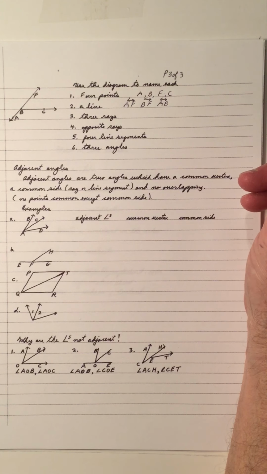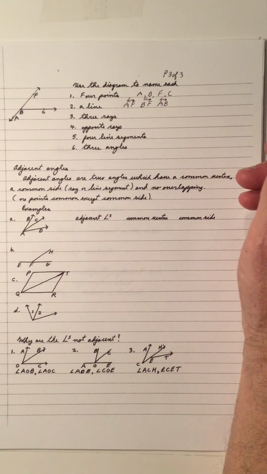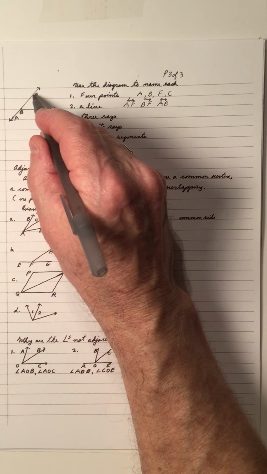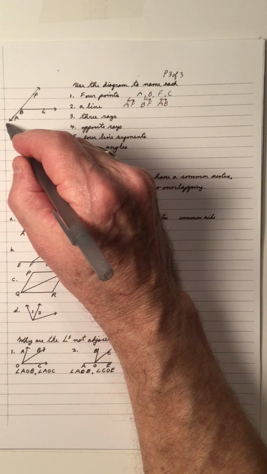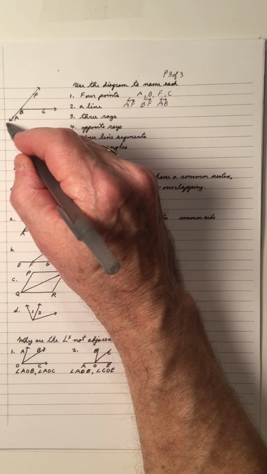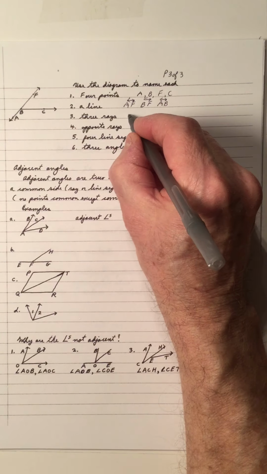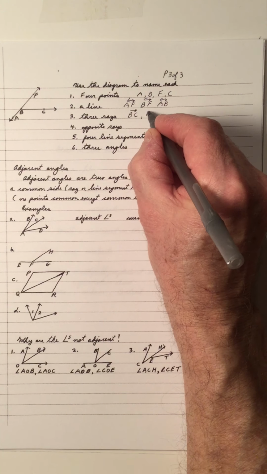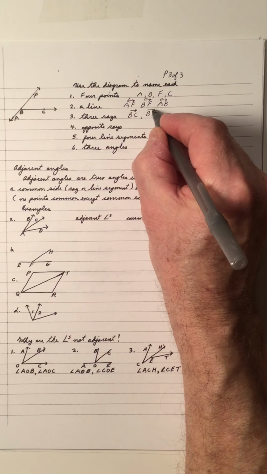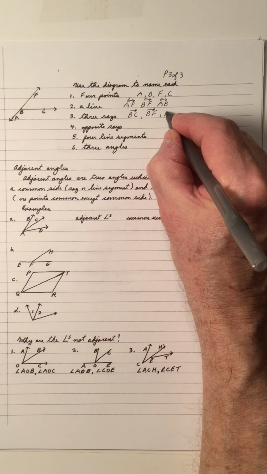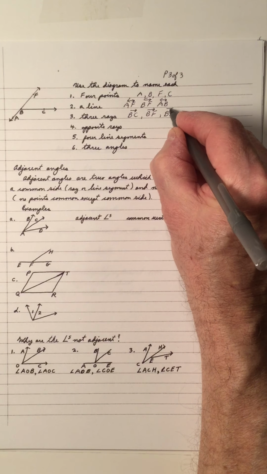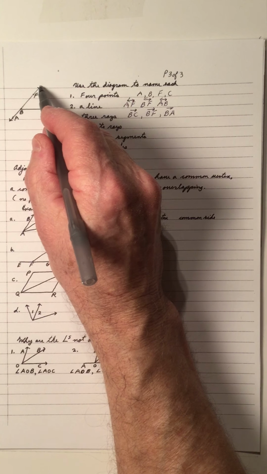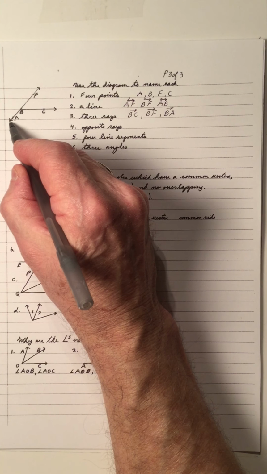Name 3 rays. So I have to have an endpoint. So I can't go CB because it doesn't go on that way. I can go FA because it starts at F. So if we want, we can say the ray BC. We can say the ray BF. We can say the ray BA. Notice I started with the endpoint moving in one direction. Start with a point moving in one direction.